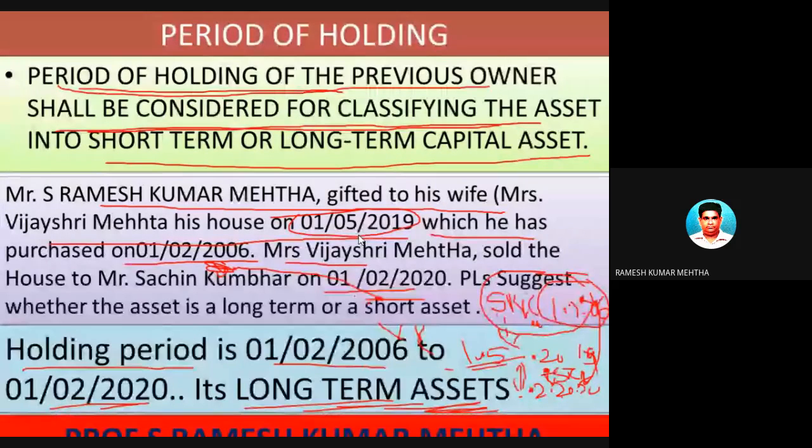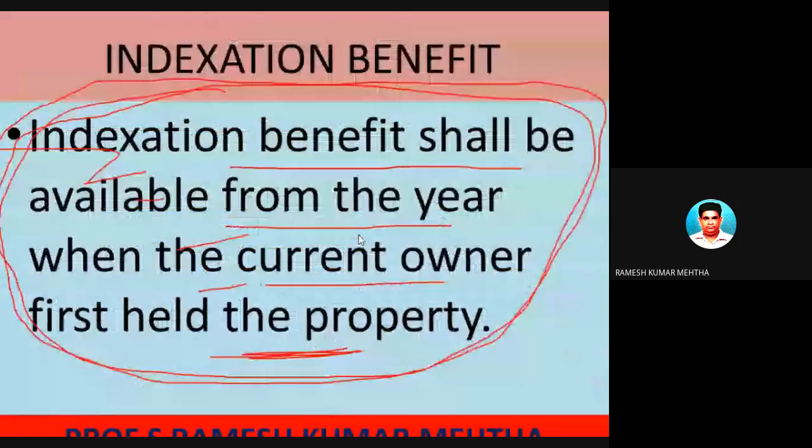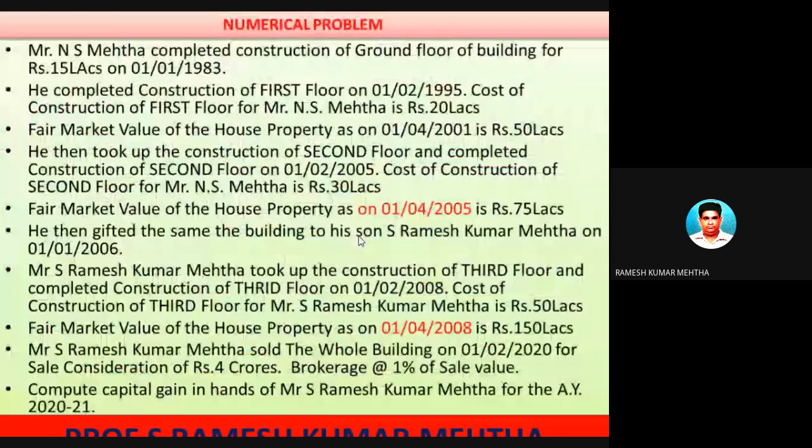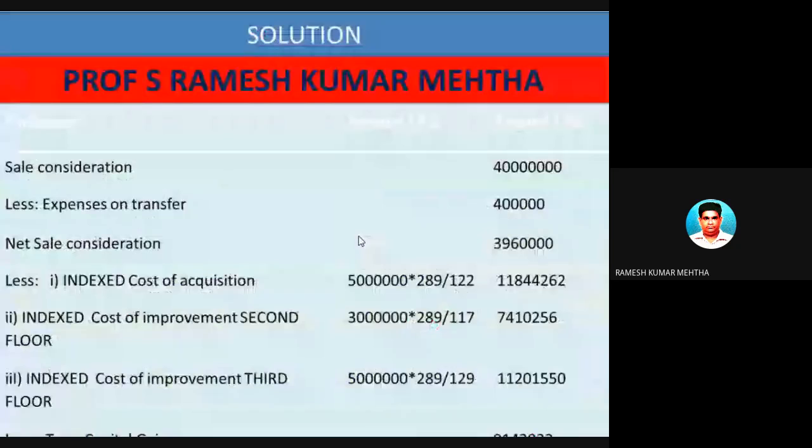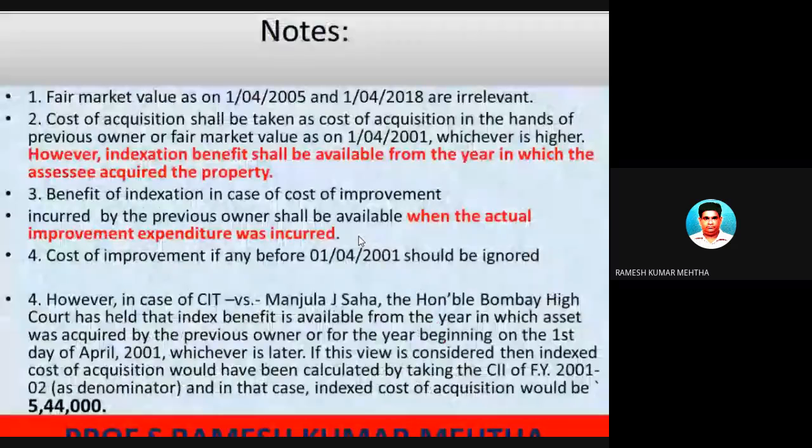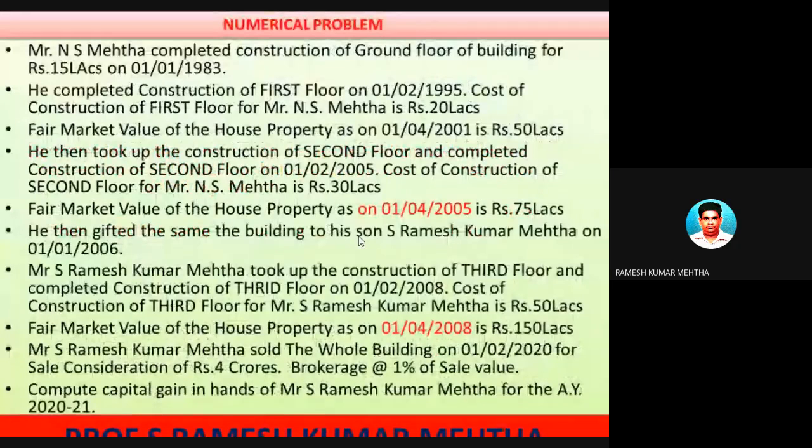So we'll look into some problems. Now we are launching ourselves into a big problem. A numerical problem is now going to be done. Now pay attention. It's very, very complicated. Just look at the solution also. It's a very big problem, and if you have understood this problem, you have understood the capital gain chapter. So just look for 2 minutes as far as the problem is concerned.